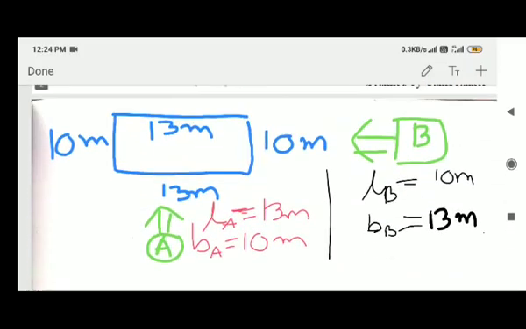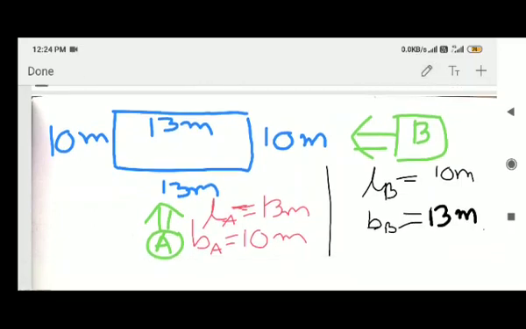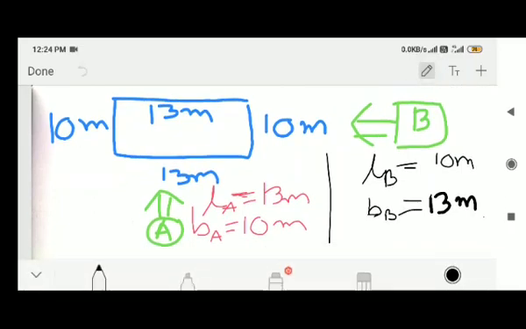So before going to rectangle, we should know what a rectangle actually is. Rectangles are quadrilaterals whose opposite sides are equal, and all angles are 90 degrees. So here it is 13, and here also 13 for the opposite sides; here it is 10 meter, and here also 10 meter.